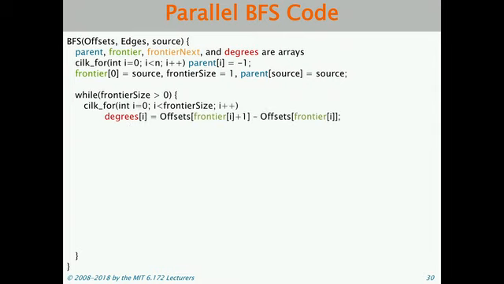I'm going to first iterate over all of the vertices on my frontier in parallel using a cilk for loop, and then I'll set the ith entry of the degrees array to be the degree of the ith vertex on the frontier, and I can do this just using the difference between consecutive offsets. And then I'm going to perform a prefix sum on this degrees array, and we'll see in a minute why I'm doing this prefix sum.